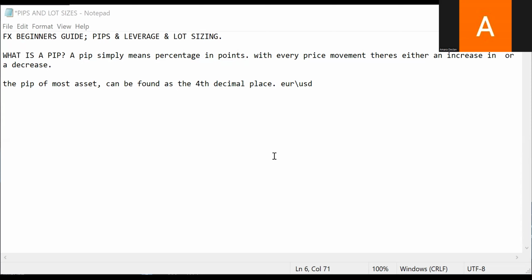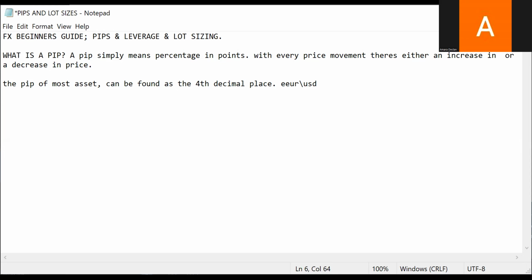Okay, so what is a pip basically? A pip simply means a percentage in points. If you notice, price comprises different combinations of numbers, and with every price movement there's either an increase or a decrease in price. Right? So the pip of most assets can be found on the fourth decimal place.